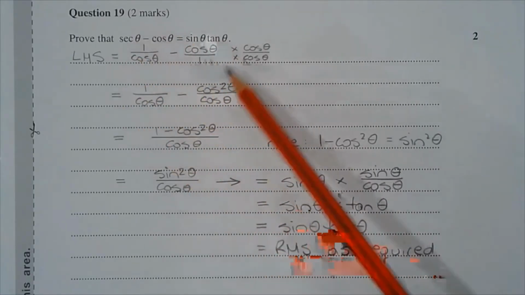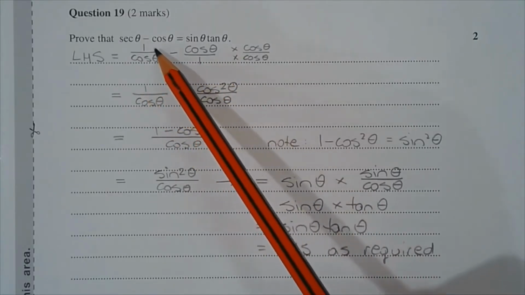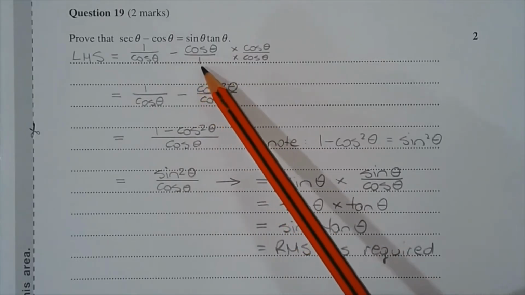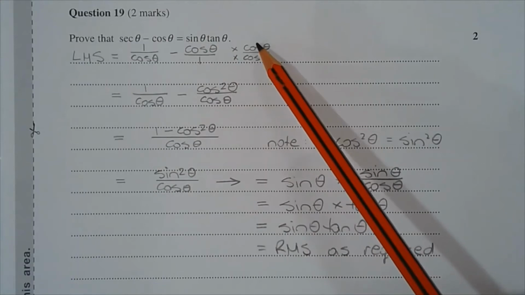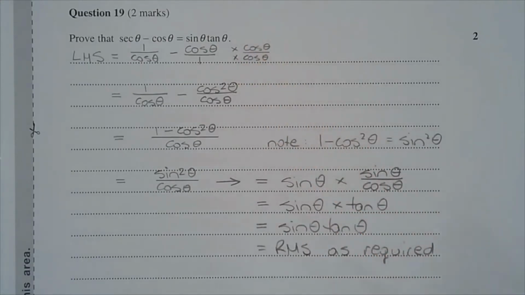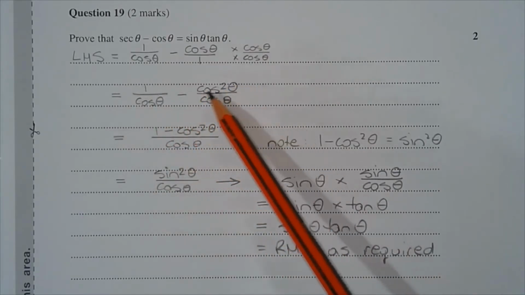To combine the two fractions, we need a common denominator. So if the denominator of the first fraction is cos theta, we would like cos theta to appear as the denominator of the second fraction. So we can multiply cos theta over 1 by cos theta over cos theta. Of course, that's equal to 1. And that equals 1 over cos theta minus cos squared theta over cos theta.